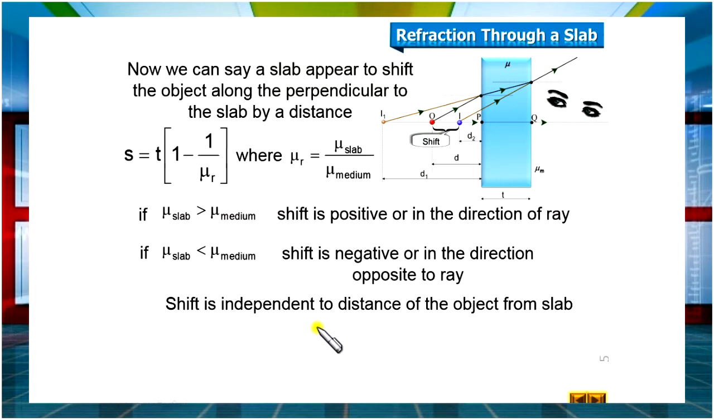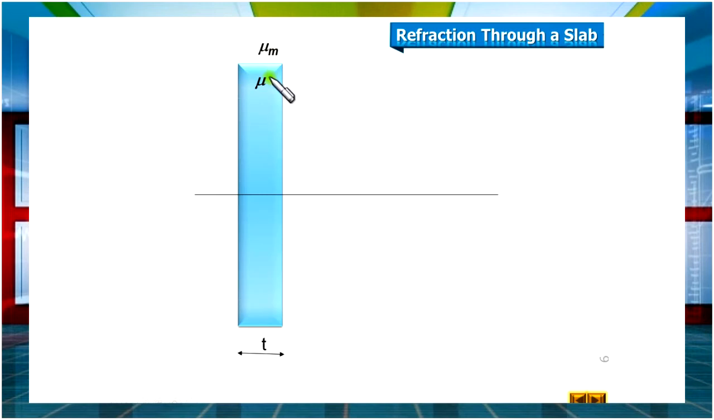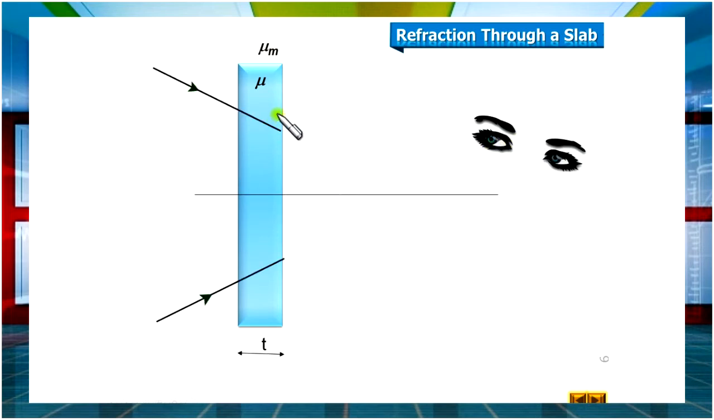So let us draw the ray diagram corresponding to the virtual object. So let us place this slab. Again, consider mu is greater than mu m. We know the real object means rays diverge from a point. In case of the virtual object, rays converge to a point. So rays are converging to a point, and this is the position of the observer. In absence of the slab, rays converge to this position. That means this is the position of the virtual object with respect to the slab.